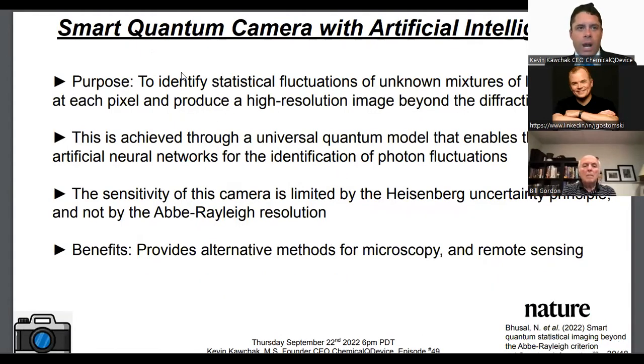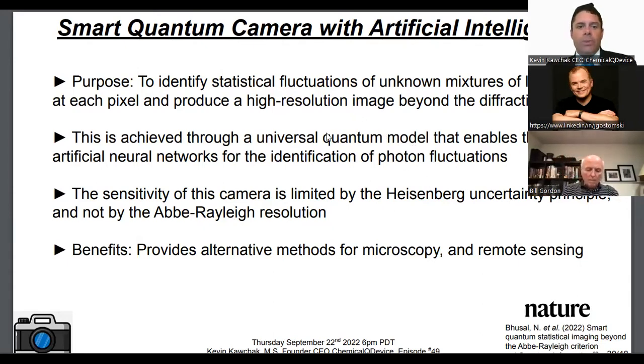This one is kind of surprising. This is a smart quantum camera with AI. In case you missed it to begin with, quantum imaging is quantum sensing, and 3 other ones that I'm going to get to as well. The whole point in using quantum is to break through limits. In this case, the limit is the Abbe-Rayleigh resolution limit, and it's defined by the Heisenberg uncertainty principle, the quantum aspect of it.